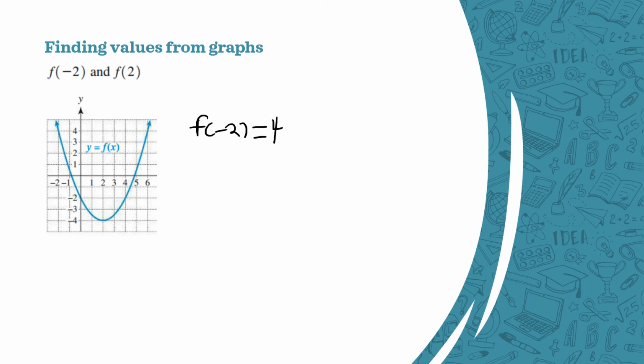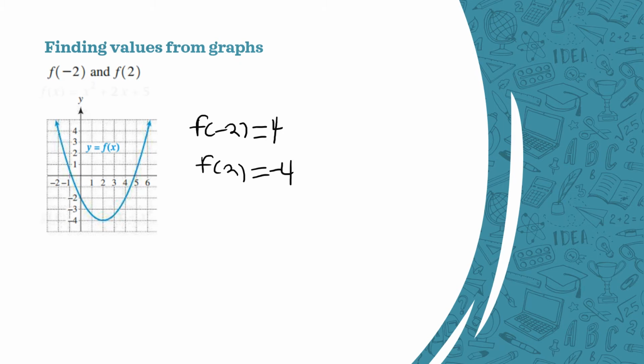Now I want to go back and find f of 2. Where does x equal 2? 1, 2. And where does the graph hit? I go down 1, 2, 3, 4. So negative 4. That means where x is 2, y is negative 4. So f of 2 equals negative 4.